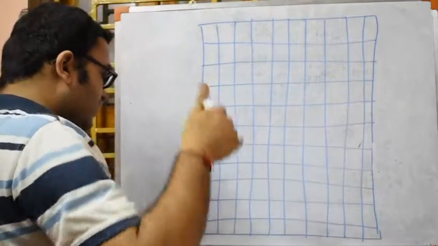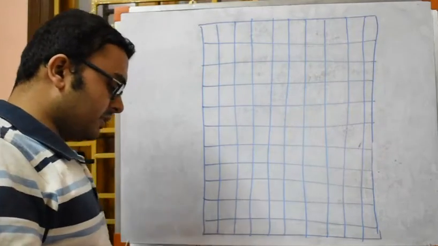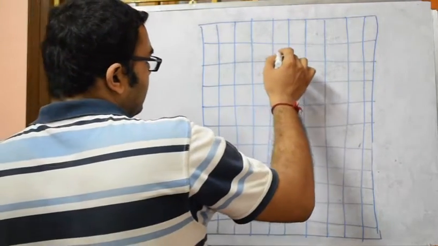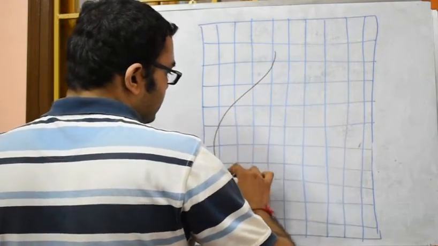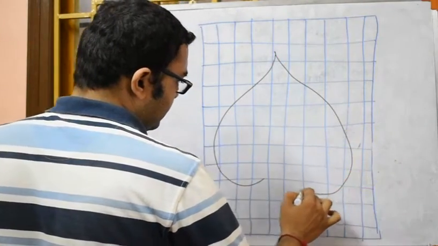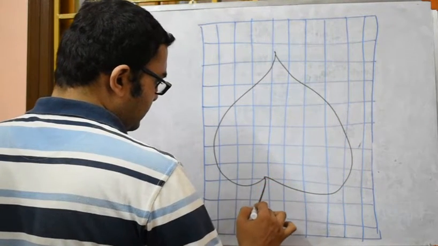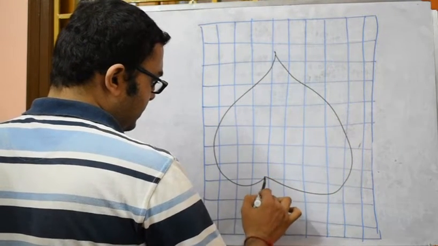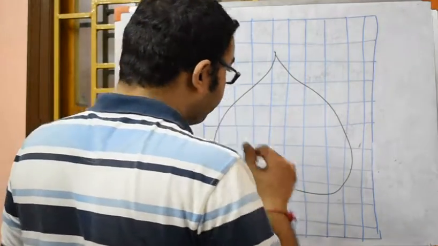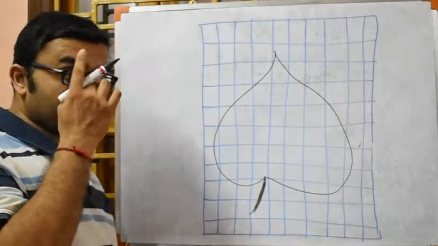Now say we want to measure the area of a leaf. Say the leaf looks like this. Say we are taking a big leaf like this. It has an area like this. There is a twig of the leaf, but we don't need to measure the twig. Now you want to measure the area of this particular leaf.